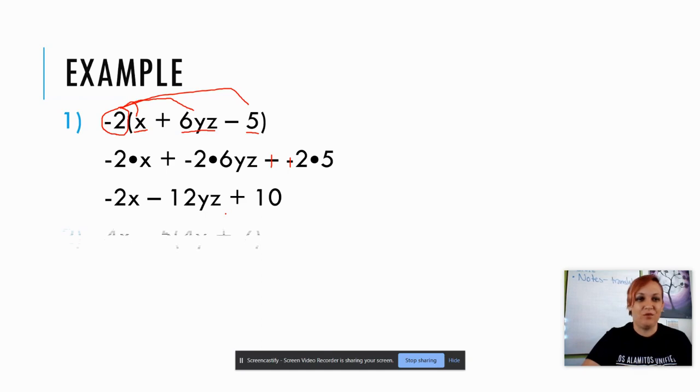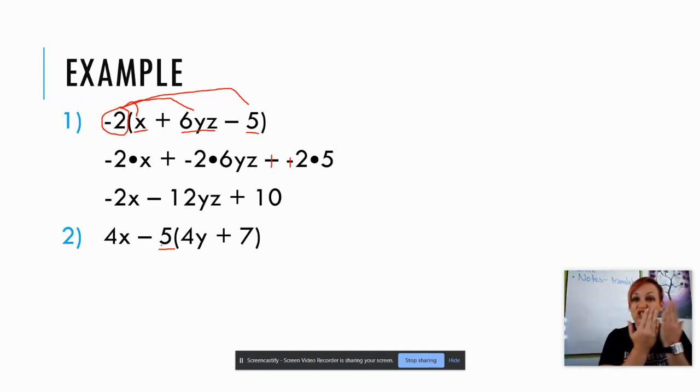Let's do another example. In this example, I've got a couple things outside the parentheses. When you're distributing, you always want to make sure that you are only distributing the number that is touching the parentheses. So in this problem, I'm going to distribute the 5. Now, that subtraction sign in front of the 5, that's attached to the 5. In fact, if we wanted to, we could rewrite this as a -5. And so I'm going to be distributing a -5. If the number is being subtracted, it is a negative.